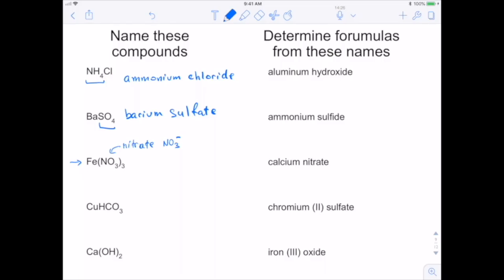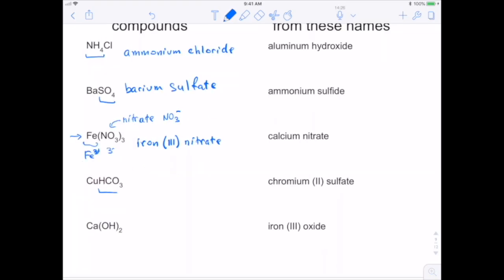Looking at the formula, we now know that there are 3 negative charges associated with the anion component of this compound, which means the cation component, which is iron, needs to be in the +3 charge state for that to be net neutral. So we would write this as iron(III) nitrate. So you can actually tell what the charge state of the iron is by looking at the number of anions associated with it. Look on the table.